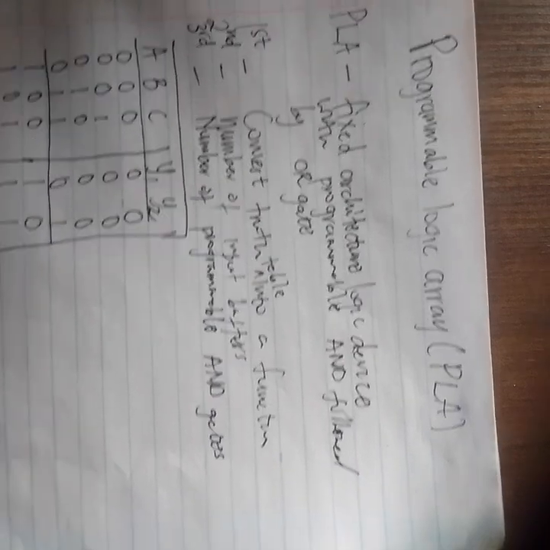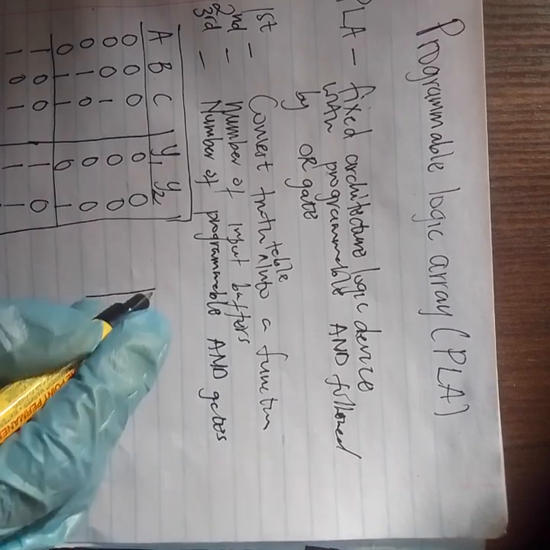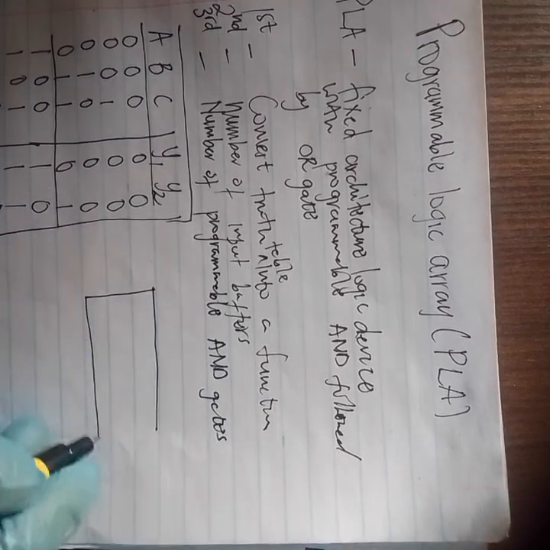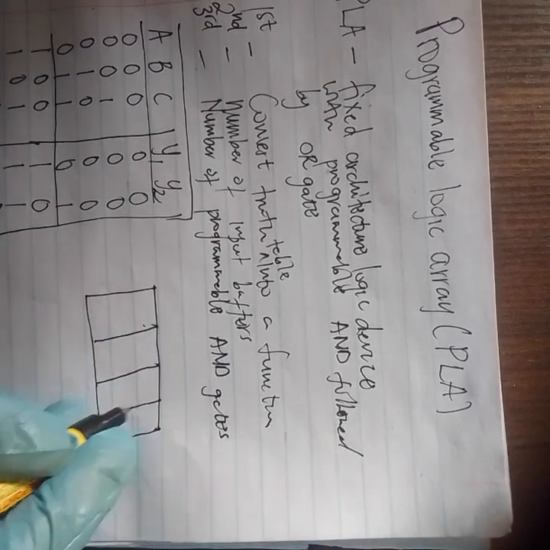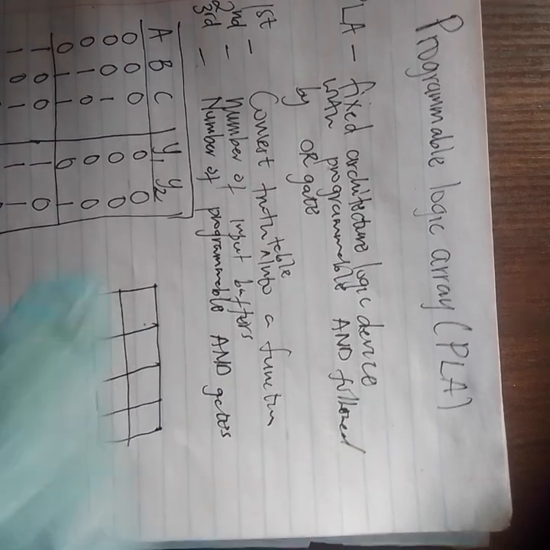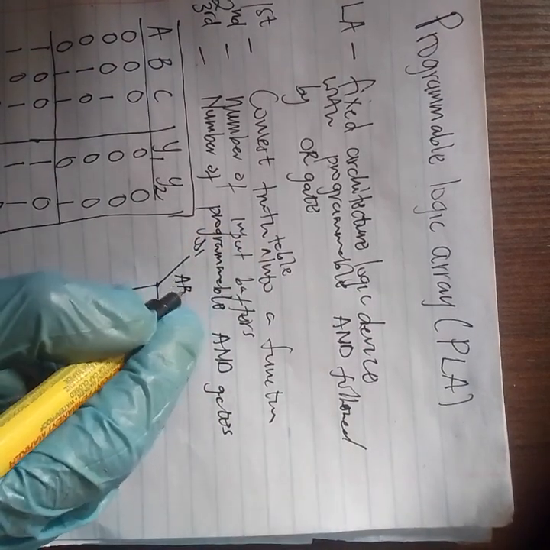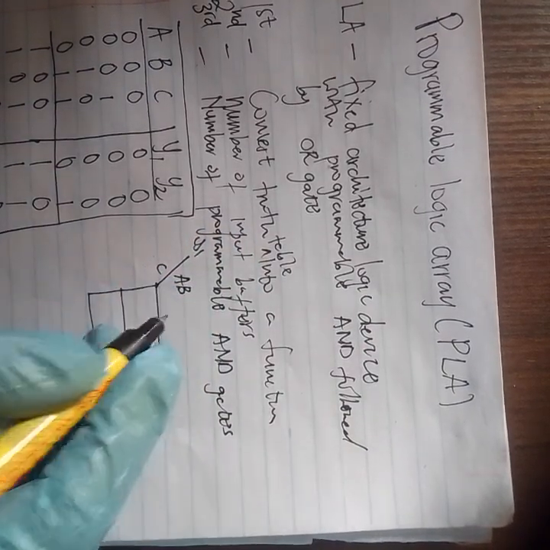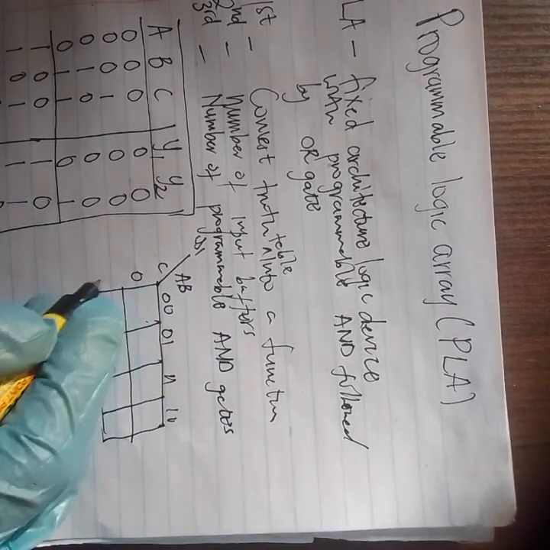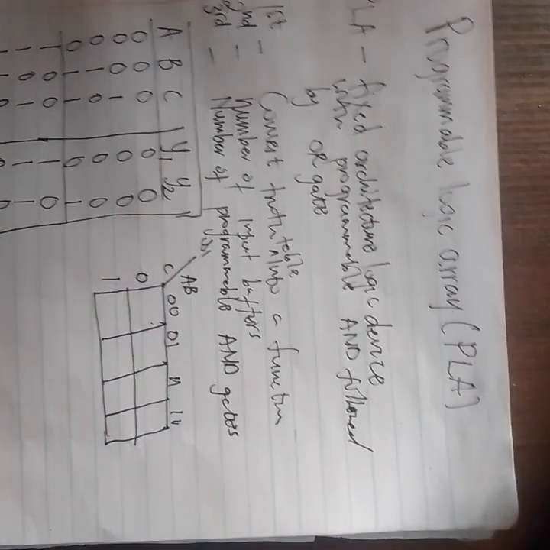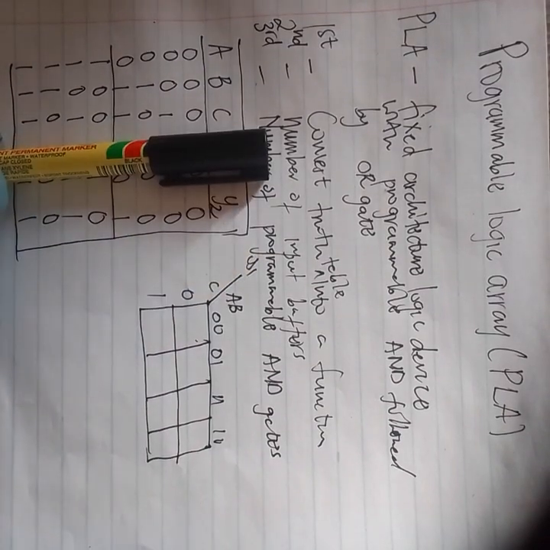Let's convert the first output into a K-map. This is Y1. Here we have AB. On this side we have C. 00, 01, 11, 10, and 0, 1. Now we're gonna focus on this part only. We're gonna forget about Y2.